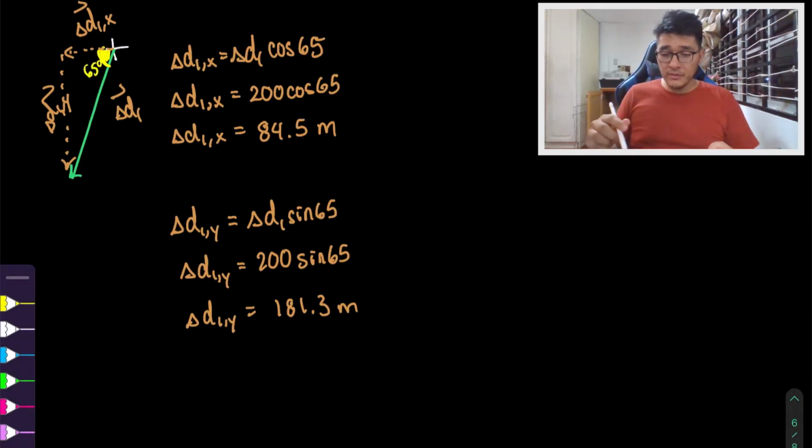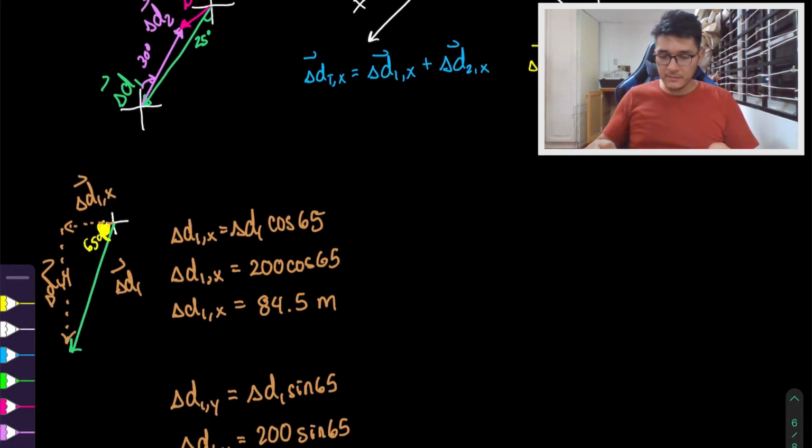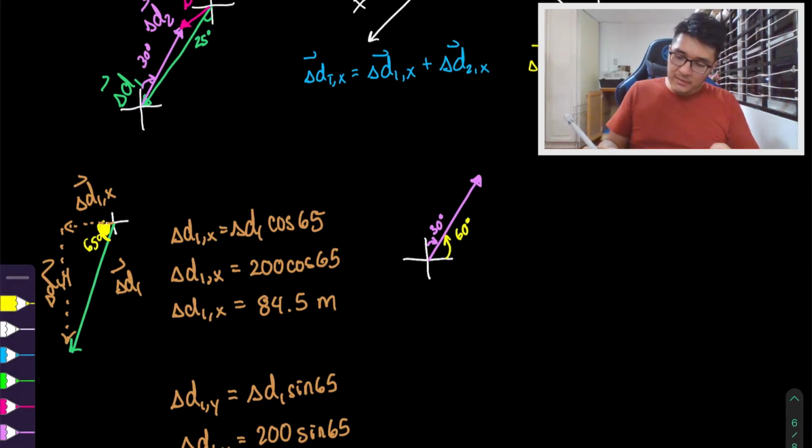So that was our first displacement vector. We're going to repeat the process. We're going to redraw our second displacement vector, and find the x component and y component by first making sure that we're using the angle closest to the x-axis. So initially they gave us 30 degrees. This means that the angle closest to the x-axis is going to be 60 degrees.